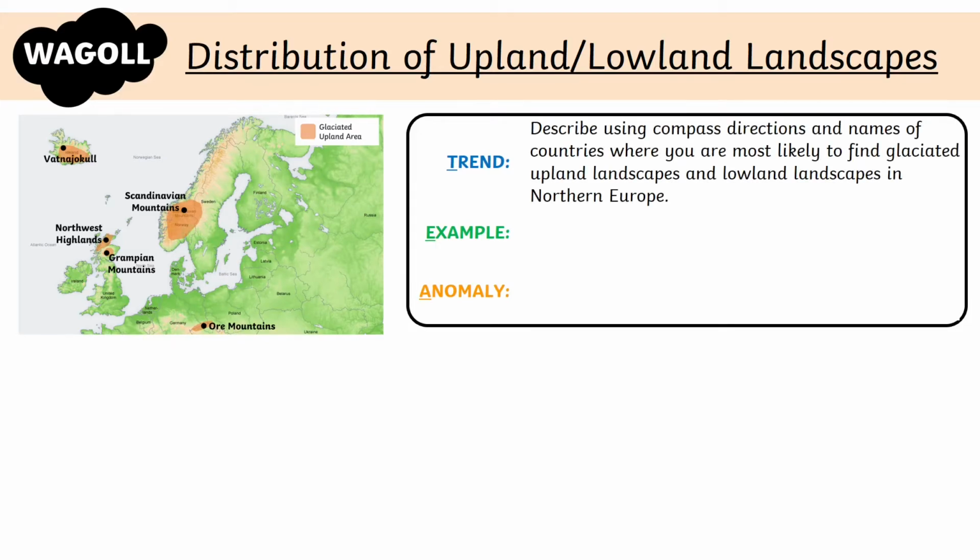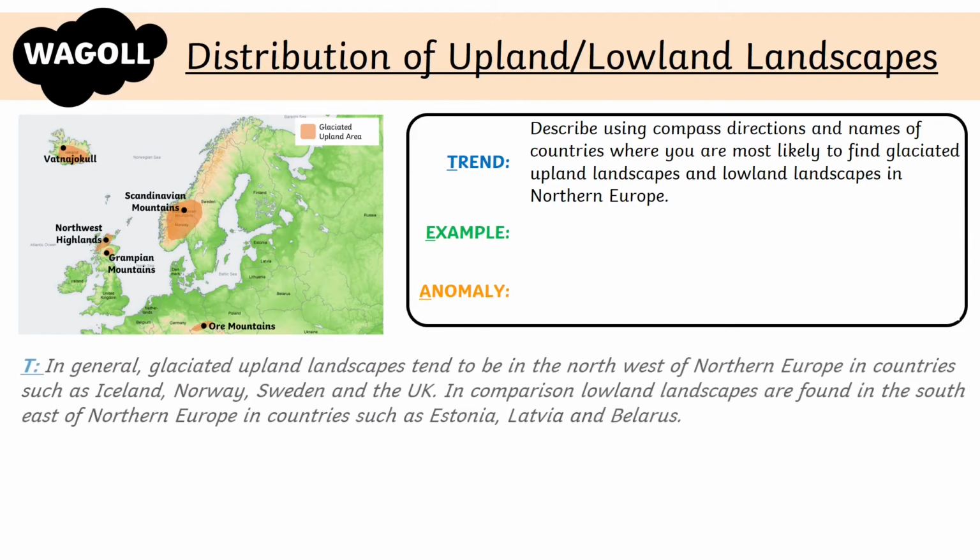In this case, trend refers to describing using compass directions and the names of countries where you are most likely to find glaciated upland landscapes and lowland landscapes in Northern Europe. We are looking at the UK, but this is the example of Northern Europe. So you could write that in general, glaciated upland landscapes tend to be in the northwest of Northern Europe, in countries such as Iceland, Norway, Sweden and the UK. In comparison, lowland landscapes are found in the southeast of Northern Europe, in countries such as Estonia, Latvia and Belarus.